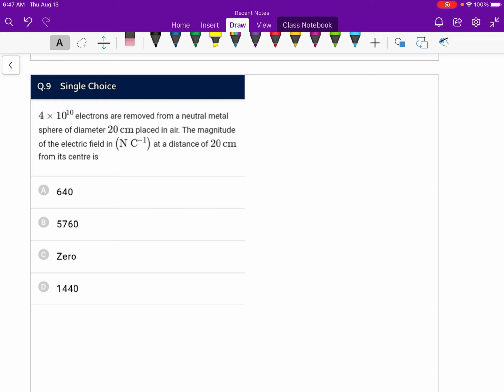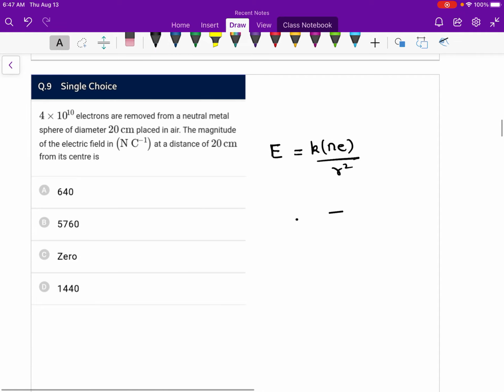N electrons are removed from a neutral metal sphere of diameter... The magnitude of the electric field at a distance of 20 centimeter from its center. So this is the point located outside the sphere. So electric field is KQ, which is Ne upon R square. Okay, KQ upon R square.